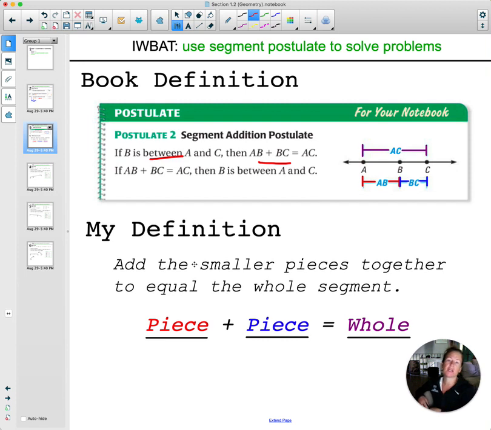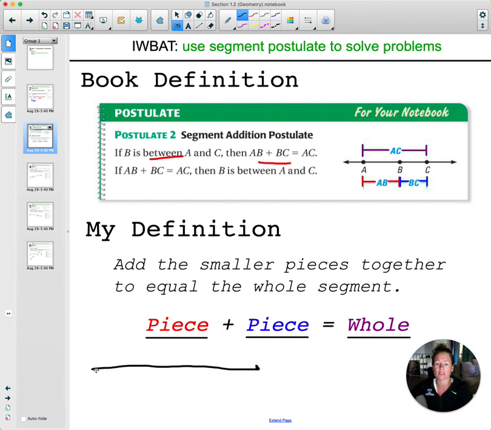So that's the book definition, but in simpler terms, maybe your definition would be something more like: add the smaller pieces together to equal the whole segment. We've just got these little chunks here, so we can add this smaller red piece to the blue piece, and then we get the whole purple piece. So piece plus piece equals whole. No matter how many pieces there are, you could have a segment split into 15 pieces, they're all going to add up to the total as long as you get them all.